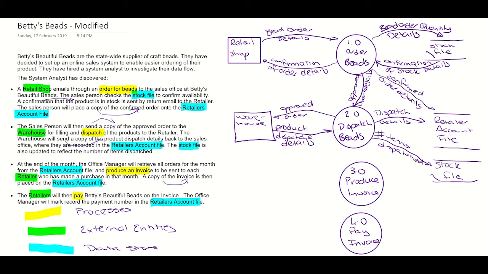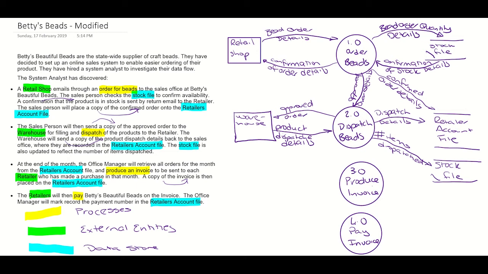Now, let's read the next part. At the end of the month, the office manager will retrieve all orders for the month from the retailer's account file. Remember, the office manager is still internal to the system. They're still part of Betty's Beautiful Beads, so they are not an external entity. We'll retrieve all orders for the month from the retailer's account file.